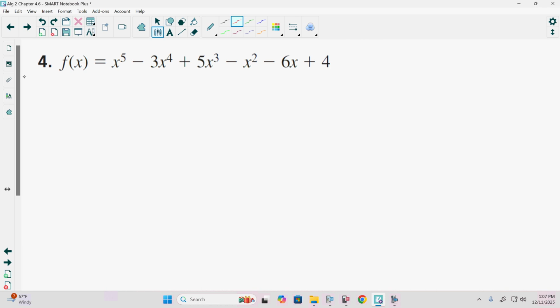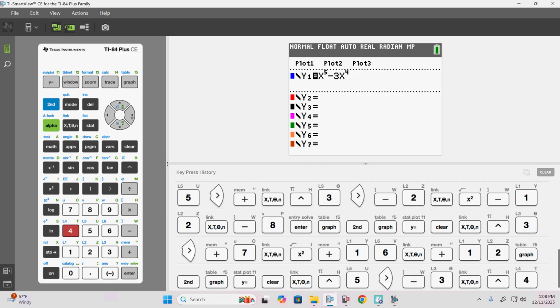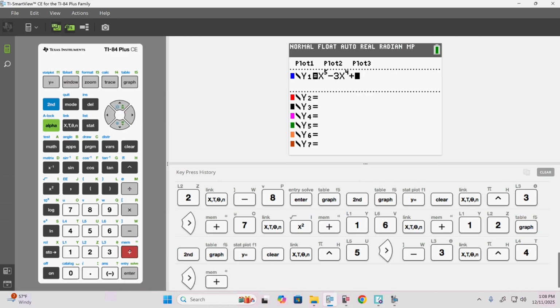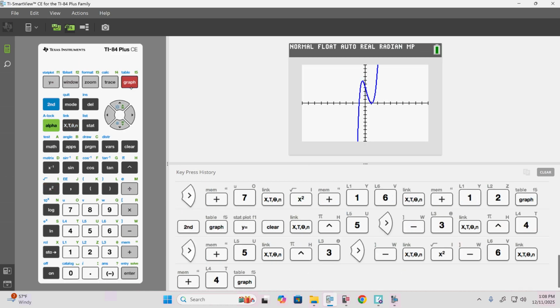The last one we're solving for today is f of x equals x to the 5th minus 3x to the 4th plus 5x cubed minus x squared minus 6x plus 4. And again, the first thing I would do is graph it. So we're going to graph this here, and we do get this graph. This is what we should be looking at.